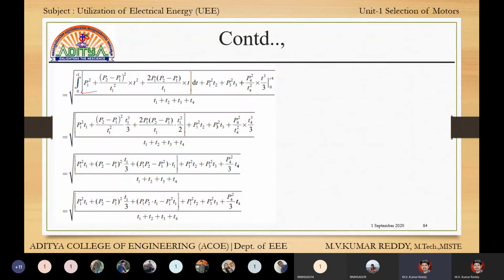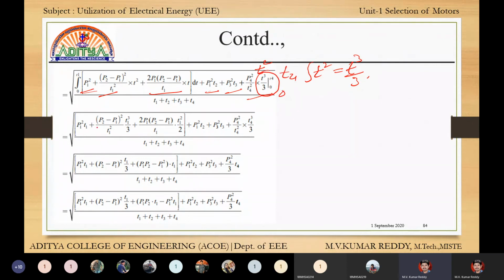That is a square plus b square plus 2ab. Next is P1 square T2 normal one, and P3 square T3 normal one, and next is the retardation term, P4 square T3, P4 square T4 square into T square. Now applying integration, the integral of T square is T cube by 3, with limits 0 to T4.